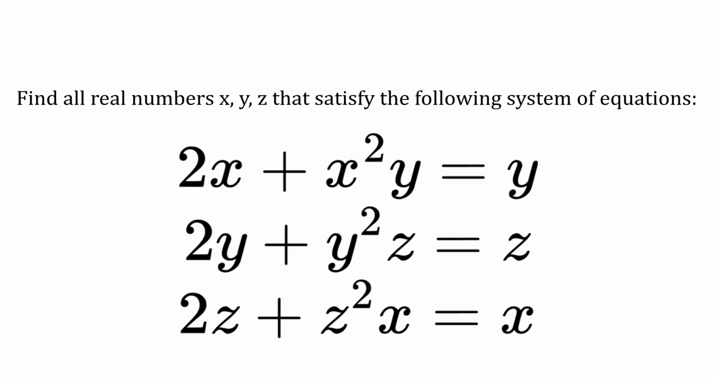So the question we just solved was, find all real numbers x, y, and z that satisfy the following system of equations. 2x plus x squared y is equal to y. 2y plus y squared z is equal to z, and 2z plus z squared x is equal to x.